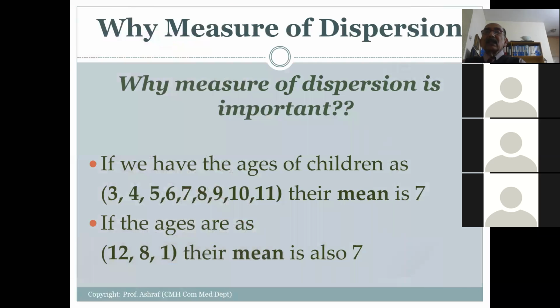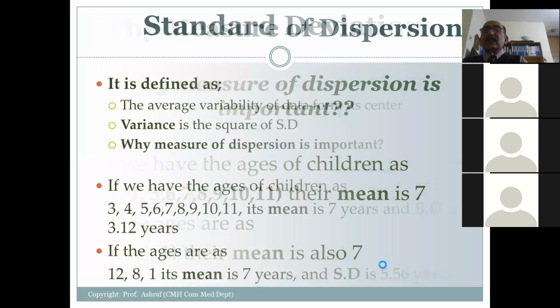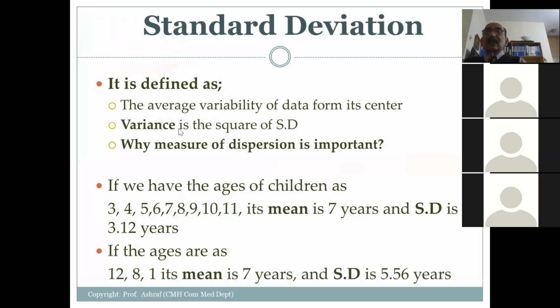Why measure dispersion? If you have the ages of children, for example, this, their mean is 7. If the ages are this, their mean is again 7. Now how will I come to know which data has greater dispersion, which data is not good for me, which is more scattered? I will have to calculate the standard deviation. The standard deviation is the average variability of data from the center, and the variance is the square of the standard deviation.